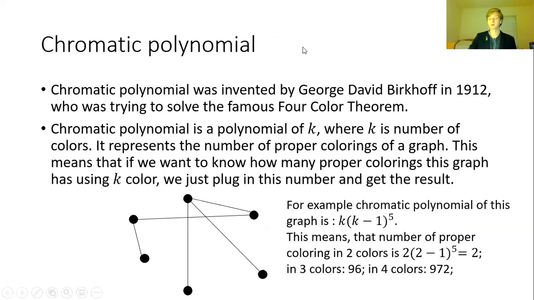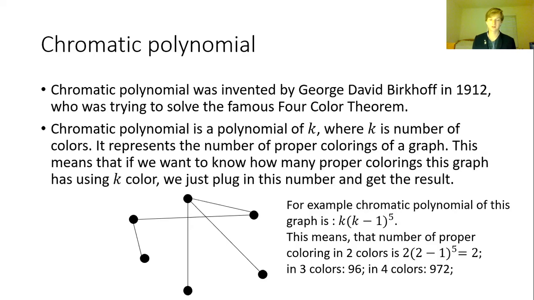So let's talk about the chromatic polynomial. What is a chromatic polynomial? It was invented by George David Birkhoff in 1912. He was trying to solve the four-color theorem, which we're going to talk about later. So the chromatic polynomial is a polynomial of k, where k is the number of colors. It represents the number of proper colorings of a graph. It means in how many ways we could color our graph properly. If we want to know how many ways we could color this graph in k colors, we just plug the value k into the polynomial, and we get the answer.